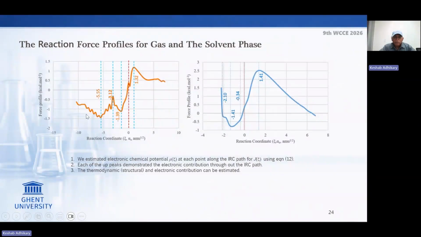In the force profile, if the force constant is gradually higher, it indicates a spontaneous process, meaning bond making. And if gradually lower, that indicates a bond-breaking process in the system. So in the gas phase and in the solvent phase, we analyzed and found both of them.